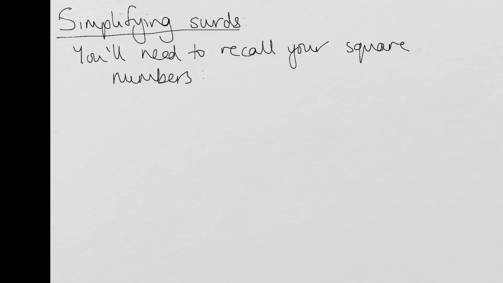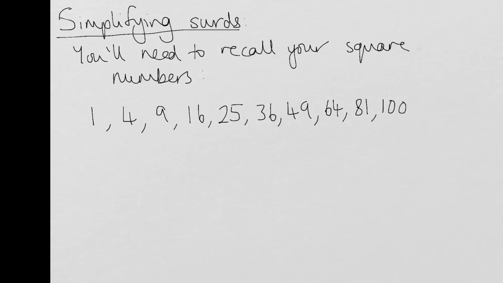Okay, simplifying surds is a major part of what you'll be asked to do, and not just asked to do, but expected to do of your own accord. So before we go on to look at how we simplify surds, you're going to need to recall your square numbers. Starting at the beginning, we've got 1, which we get from 1 times 1. 2 times 2 is 4, 3 times 3 is 9, 4 times 4 is 16, 5 squared, 6 squared, 7 squared, 8 squared, 9 squared, and then 10 squared.